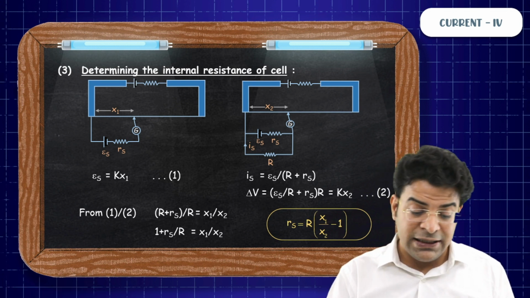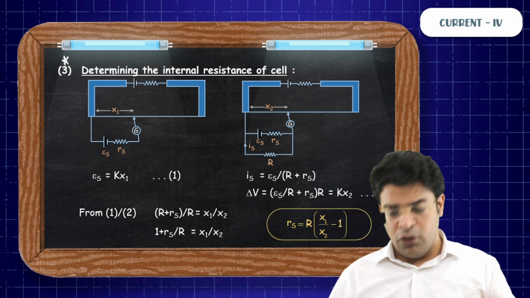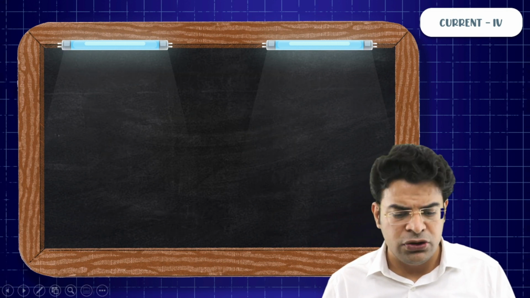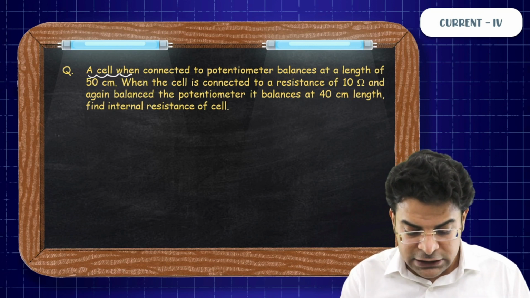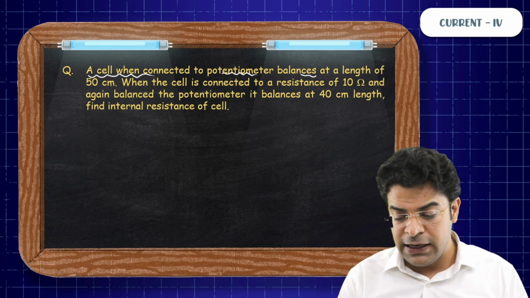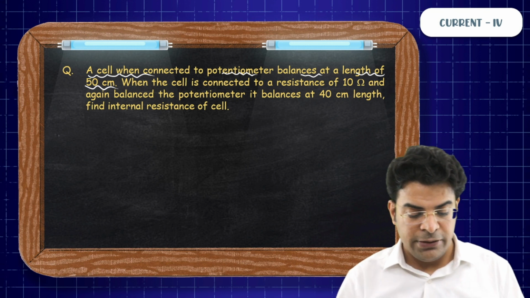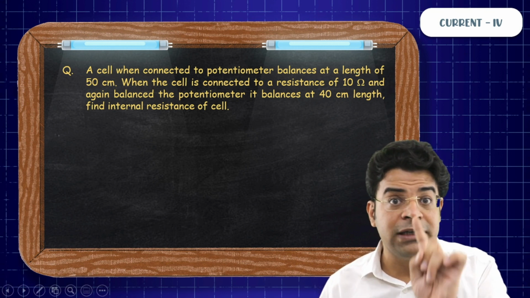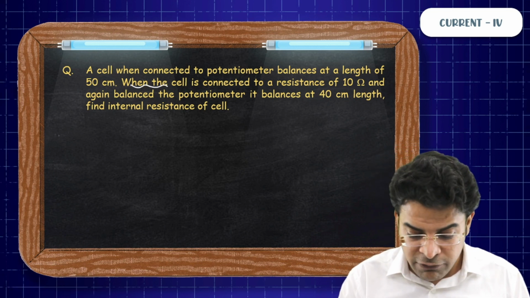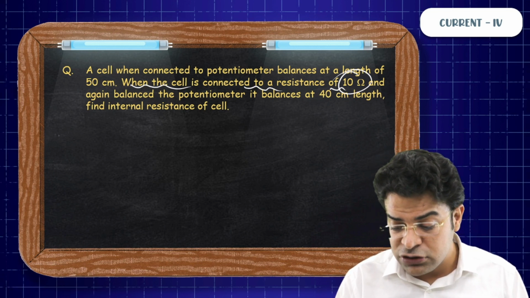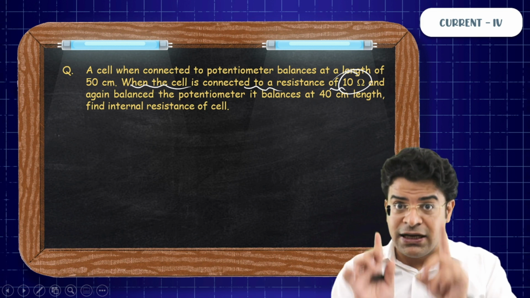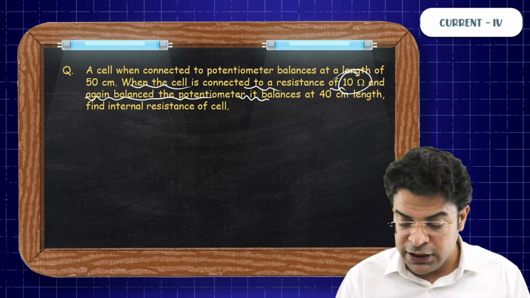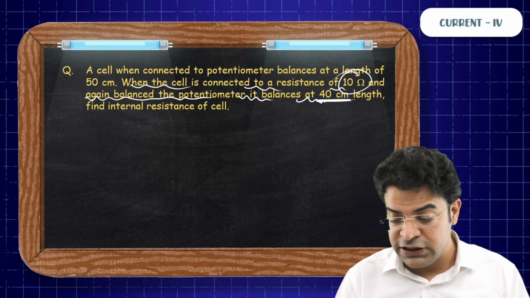But since it's an important topic, remembering the formula will also not do you any harm. So let's practice a question based on this. The question goes like: a cell when connected to a potentiometer balances at a length of 50 centimeter. So when only the cell is connected to the potentiometer wire, it balances at a length of 50 centimeter. When the cell is connected to a resistance of 10 ohm and again balanced, the potentiometer is balanced at 40 centimeter length.